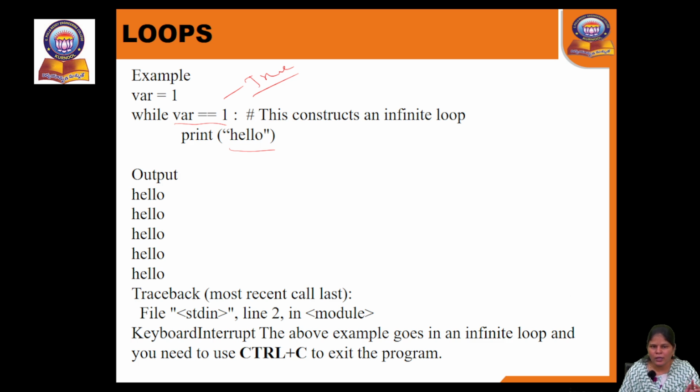In order to interrupt this particular infinite loop, we can use Control C from our keyboard. When you press Control C, the infinite loop will automatically be exited. So this is a main drawback. Whenever you are writing the while loop, you have to be careful that the condition should not be false all the time and it should not be true all the time. It has to satisfy at least some conditions.